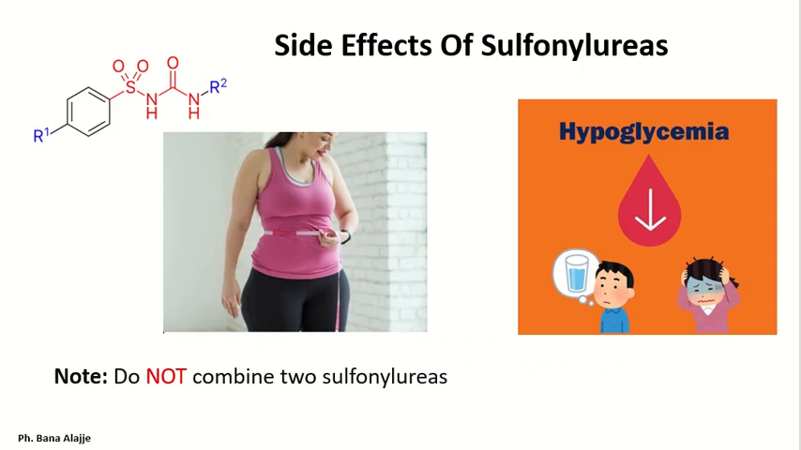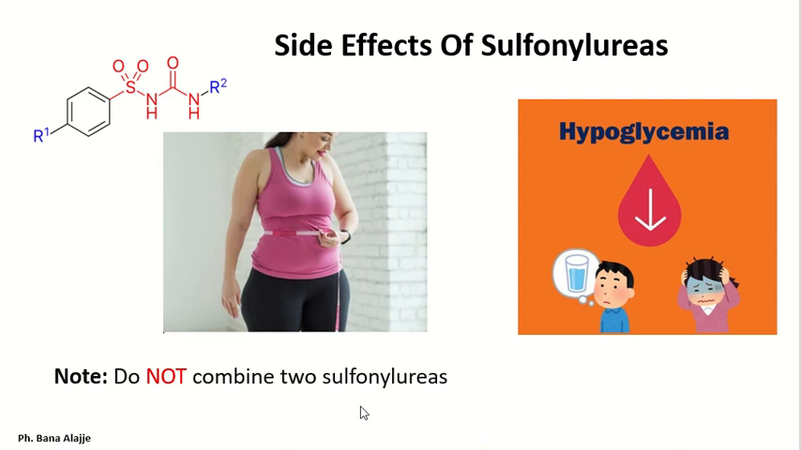The most important side effect is hypoglycemia, which can sometimes be severe. Another common effect of sulfonylureas is weight gain. It is important not to use two sulfonylureas together, as this significantly increases the risk of hypoglycemia. So in conclusion, it can be said that sulfonylureas have different effects depending on the generation and the classification to which they correspond.